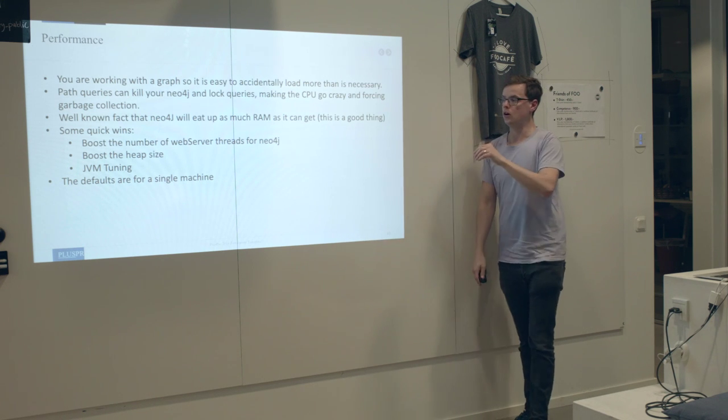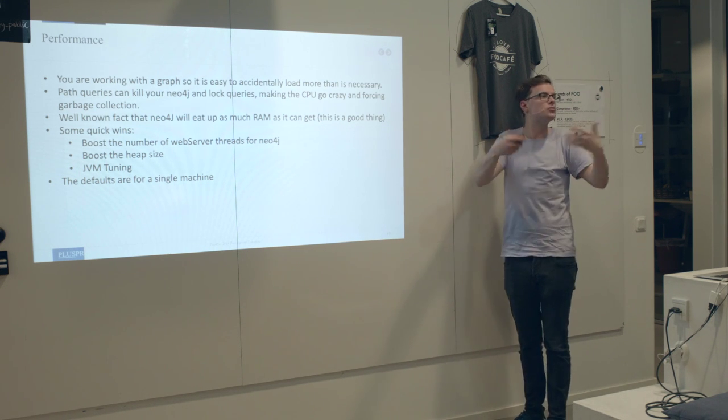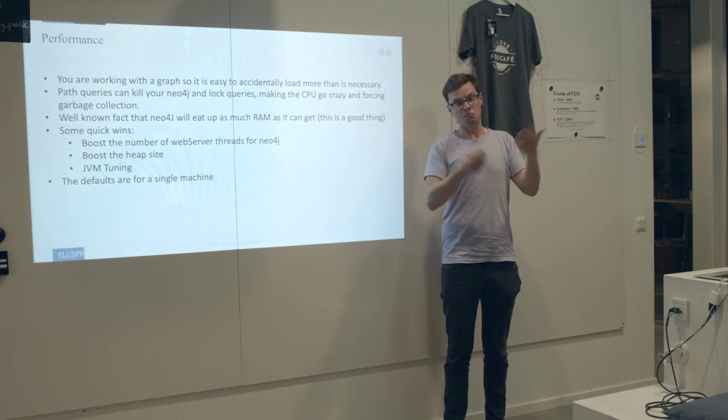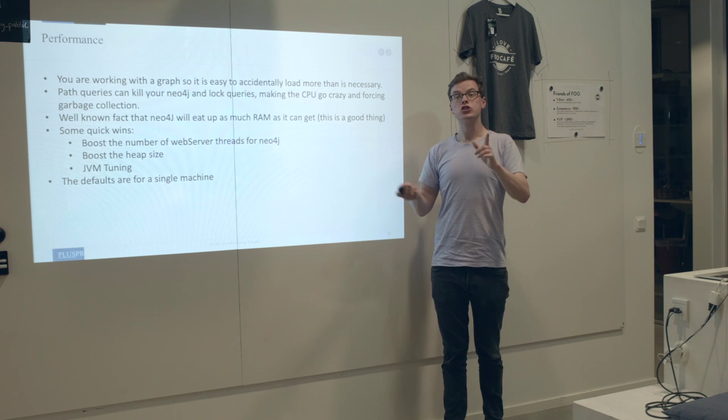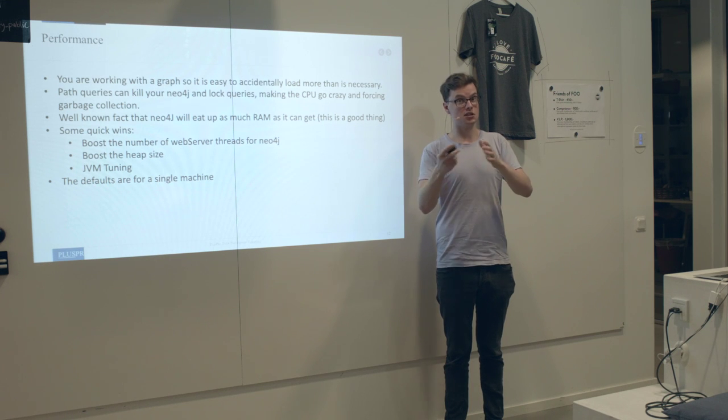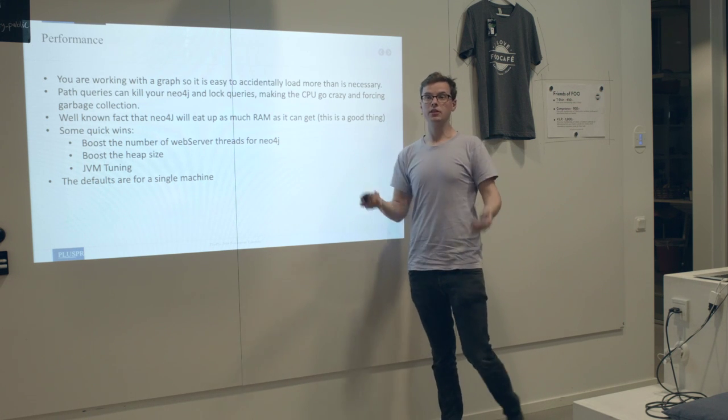So like I said before, the defaults when you just download Neo and play with it are for a single machine. Fantastic. I actually don't know if they differ for the enterprise version. If you install the enterprise version, is it the same configuration as the community edition? I don't know. Maybe we can find that out later.